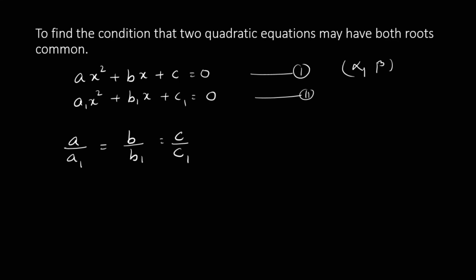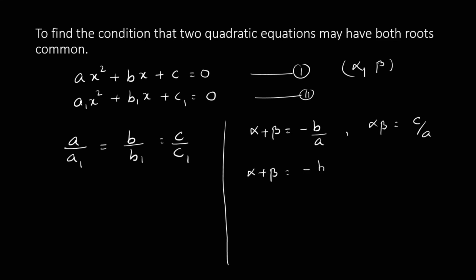Now the second method: alpha and beta are the roots of the first equation, so we can write alpha plus beta is equal to minus b over a, and alpha into beta is equal to c over a. Again, alpha and beta are the roots of the second equation, so alpha plus beta is equal to minus b1 over a1, and alpha into beta is equal to c1 over a1.